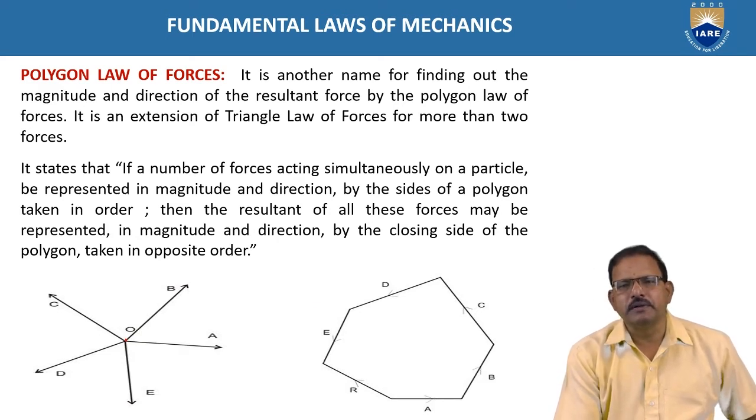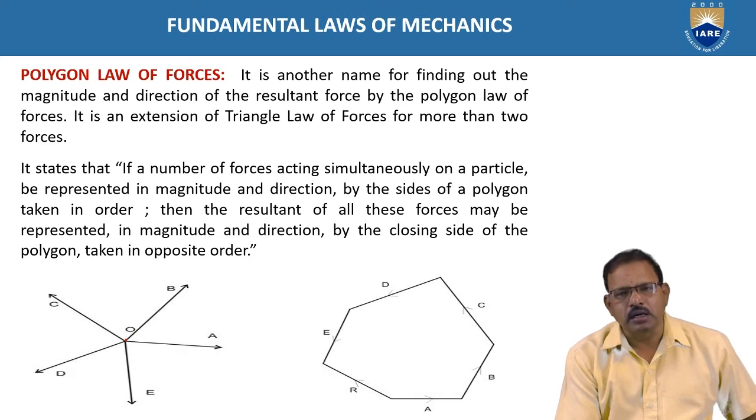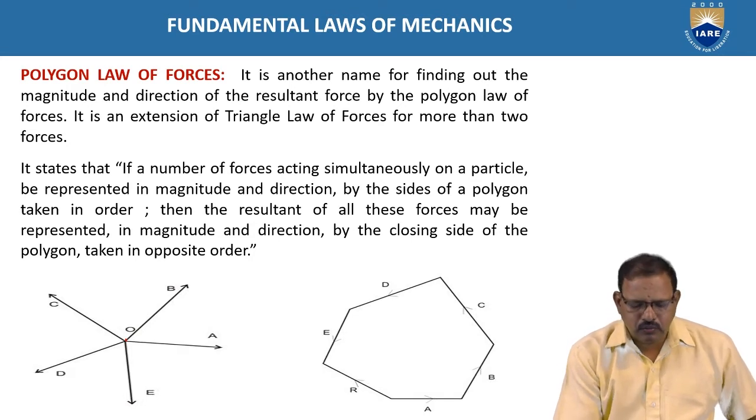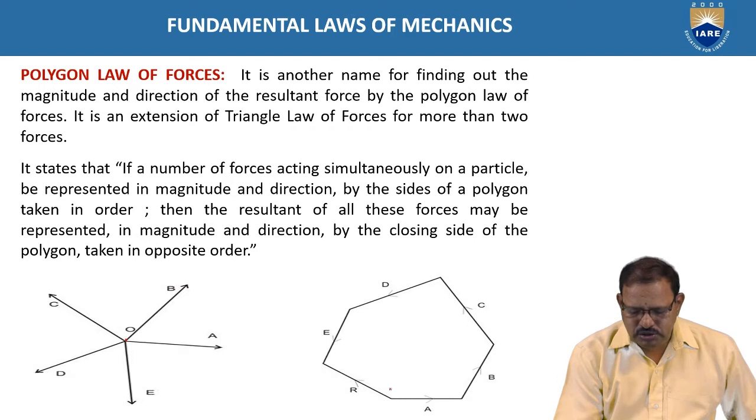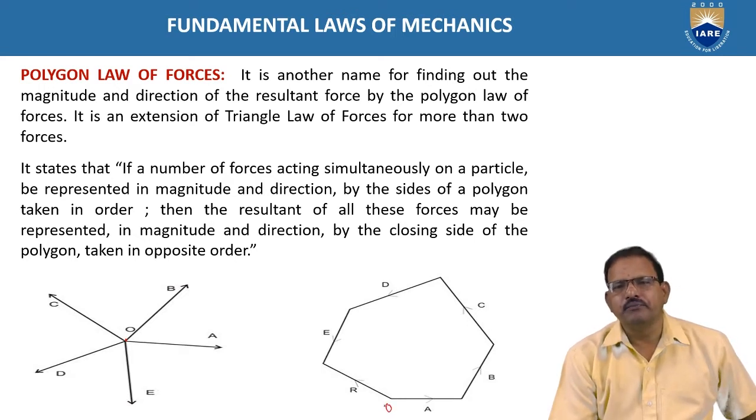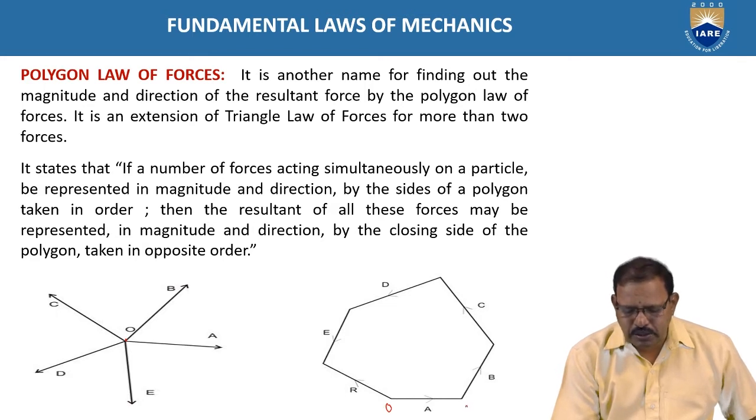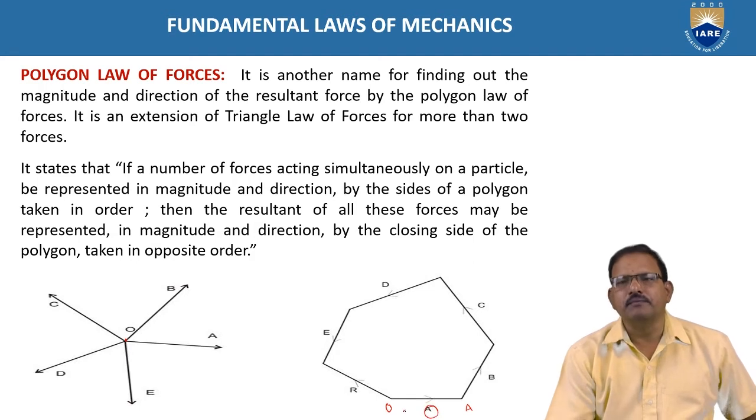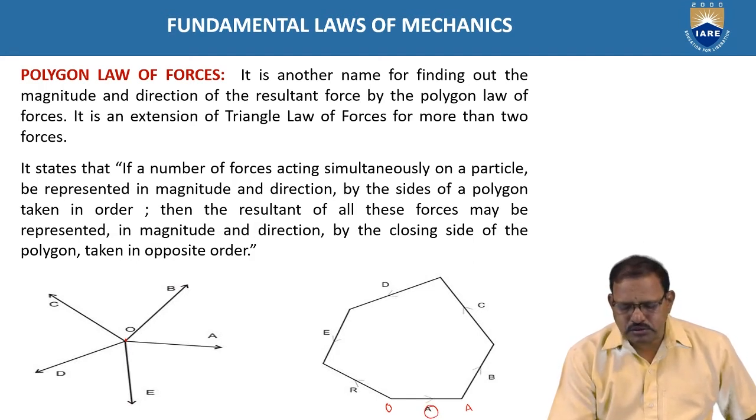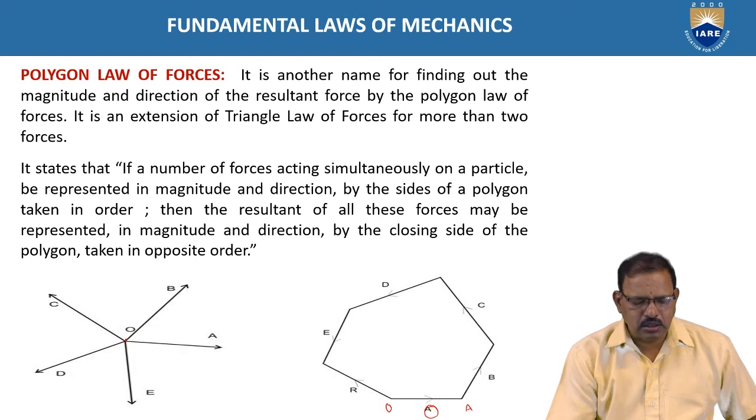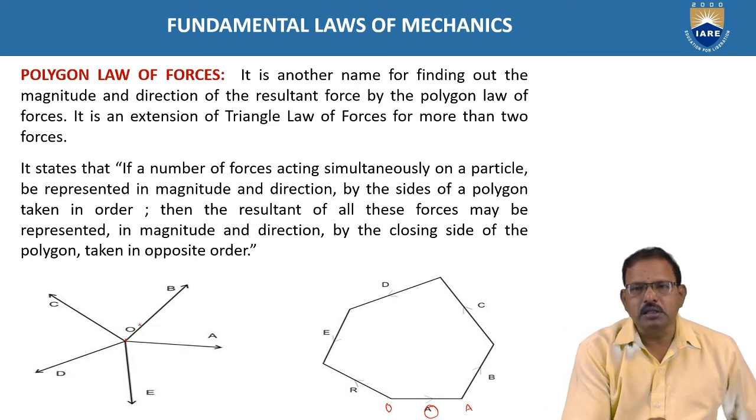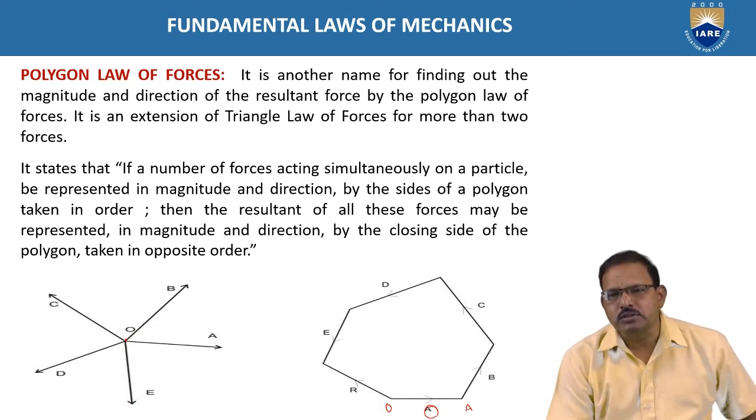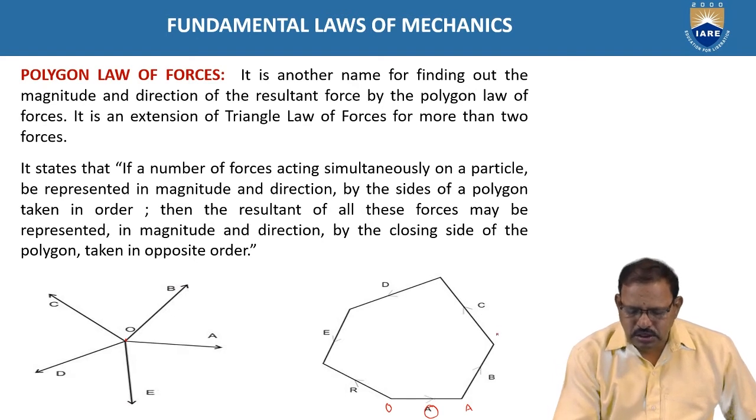Now these forces are represented as sides of a polygon taken in order. Here Y is representing that starting point, and OA is representing the force A. Similarly, the second force OB is there now. It is represented in the same direction according to a suitable scale. This AB represents the force B now.